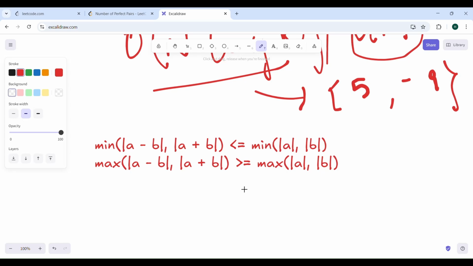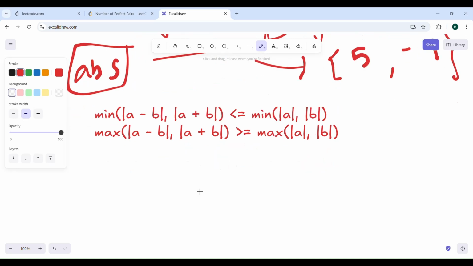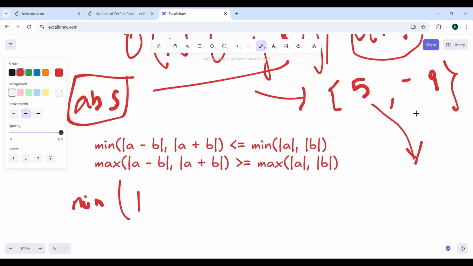Okay, so my first claim to you was, if you take the absolute value also, it will be the same as it is. Before doing that, let me first check whether this is valid or not. So what will be the answer? It will be the minimum of absolute value of a minus b, that is 5 minus minus 9. Let us call this i, let us call this j. So 5 minus minus 9 would be 5 plus 9, which is 14, comma, 5 minus 9.